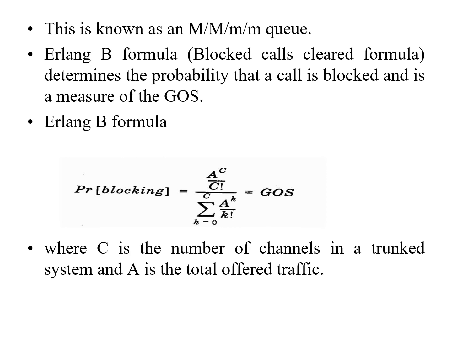Erlang B formula, that is the blocked calls cleared formula, determines the probability that a call is blocked and is a measure of the GOS. Erlang B formula is given by probability of blocking equal to A raised to C over C factorial, divided by the summation k equal to 0 to C of A raised to k over k factorial, and this is the grade of service, where C is the number of channels in a trunk system and A is the total offered traffic.